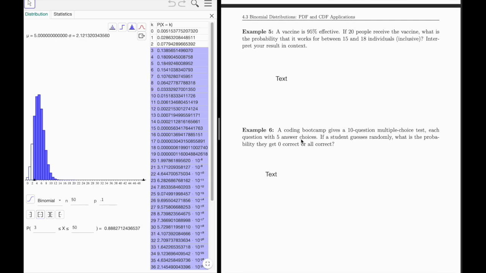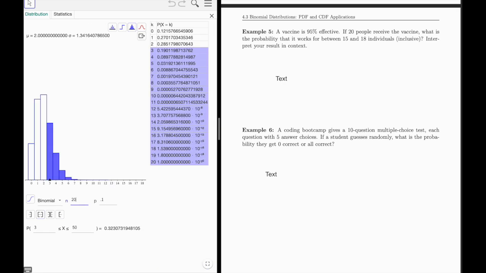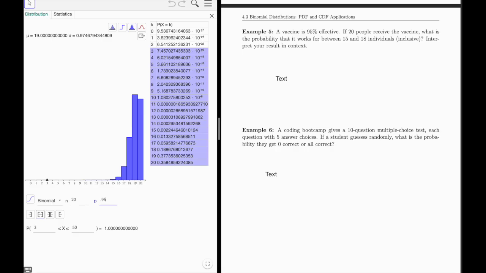Okay, looking at the last two, a vaccine is 95% effective. If 20 people receive the vaccine, what is the probability that it works for between 15 and 18 inclusive? So the number of trials is 20, so I'm going to put that in here. The success rate is 0.95, and that's that the vaccine is effective. That's our success, is that the vaccine is effective. So the probability of success is 0.95.